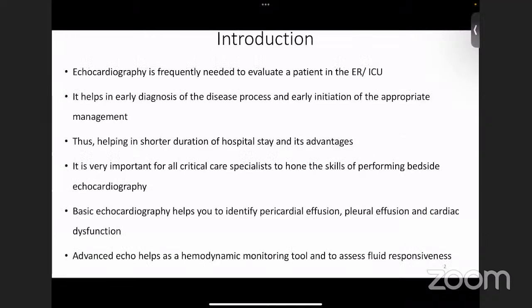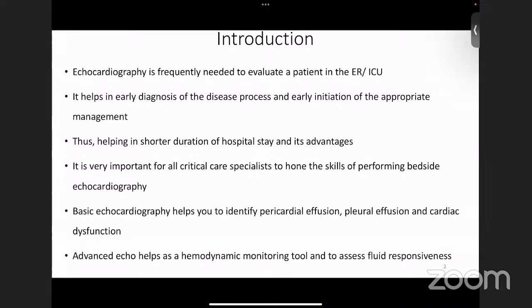So, why is echocardiography important for us? It helps you to evaluate a patient at the bedside. Most important, you can diagnose the disease process early and initiate the appropriate treatment. Thus the patient gets the benefit of a shorter duration of stay and its other advantages. So it is very important for all of us to own the skills of performing bedside echocardiography.